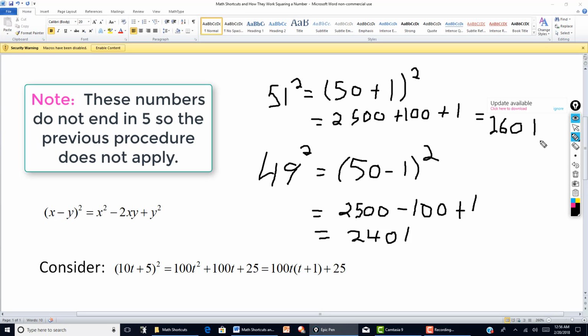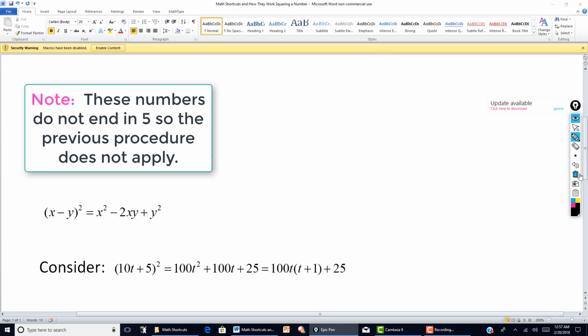Okay. So it's a nice little shortcut for squaring two-digit numbers that end in 5. And again, the reason it works like this, of course, I have the formulas, and the other ones, of course, is because of this right here. These, of course, don't end in 5, so that's why I'm using the formula. But any number that ends in 5, you can use that same procedure that I just went over.